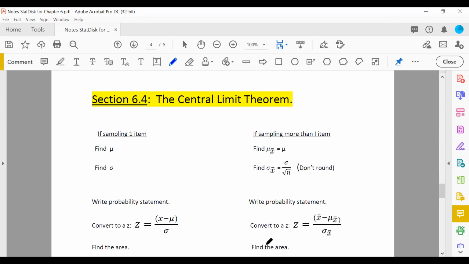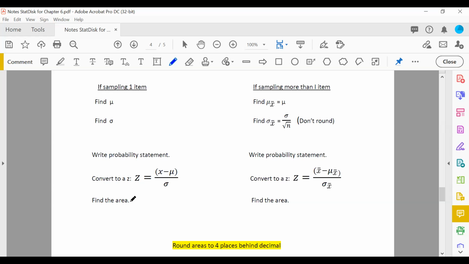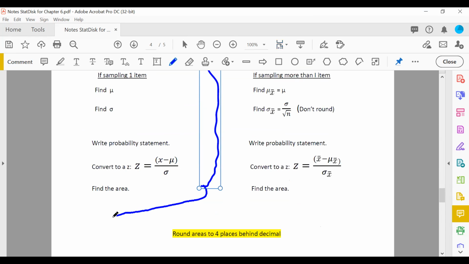On the left side is if you sample one item only, you're going to do what we did before in 6.2. You're going to find the mean, you're going to find the standard deviation, you're going to write down your probability statement, you're going to convert, and you're going to find the area. That's what this part is. That's what we did in 6.2.